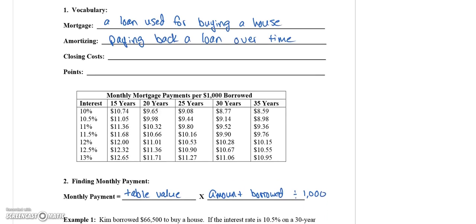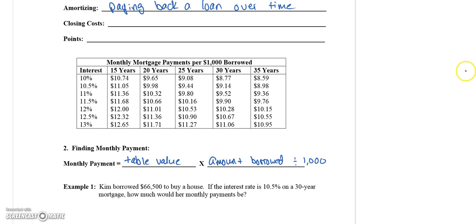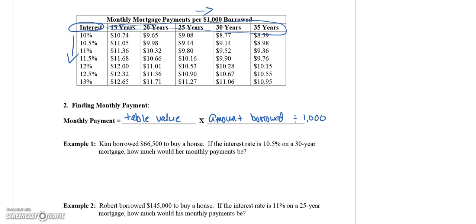The first part that we're doing, we're going to use a table. What you're going to want to do is find the interest rate on the left side here, and then you're going to look for the length of your loan across the top, and then you find the intersection. It's going to give you one of these dollar amounts. The monthly payment is going to be your table value, one of these dollar amounts, times the amount that you're borrowing, and then we divide that by 1,000.